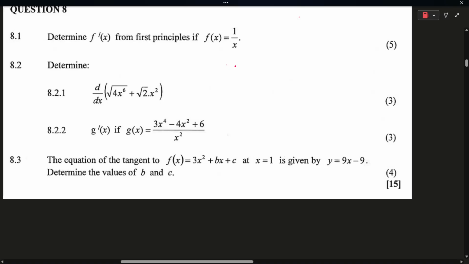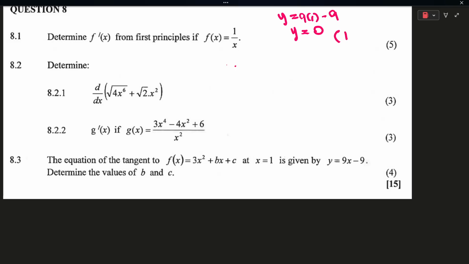Now, when we talk about the equation of the tangent, there must be a point of contact. Your issues start here with this equation. So you start by taking the tangent equation and replacing 1 where there is x. It will be y is equal to 0. So we simply mean that the point of contact is (1, 0). That is the point of contact.